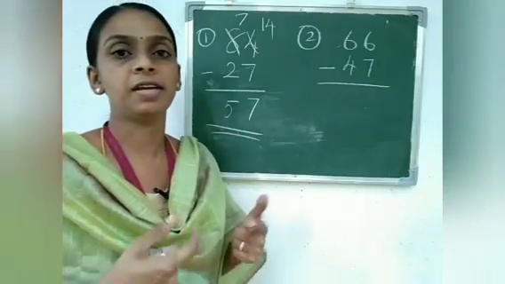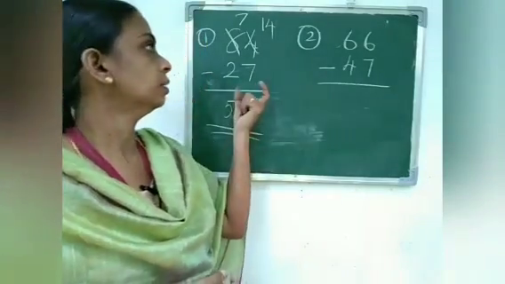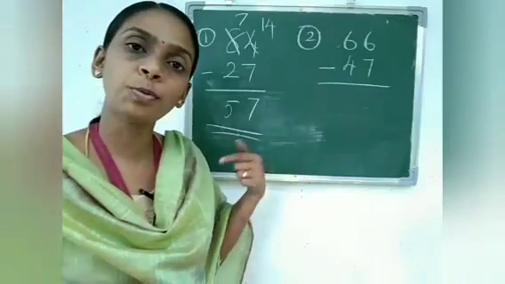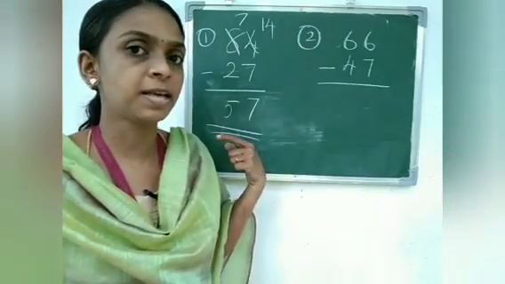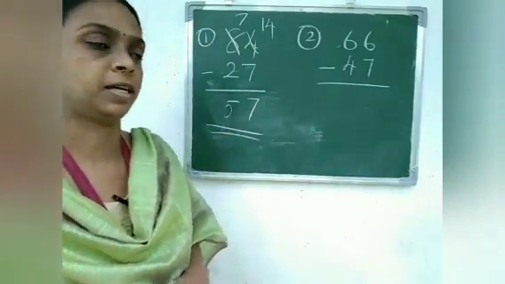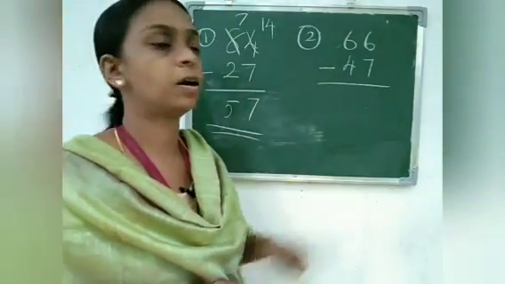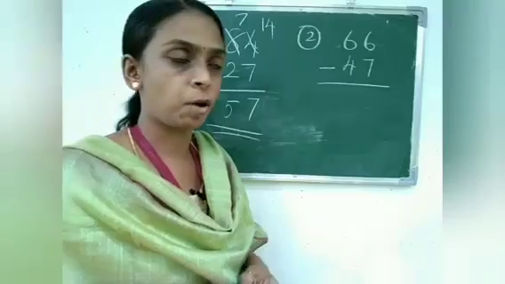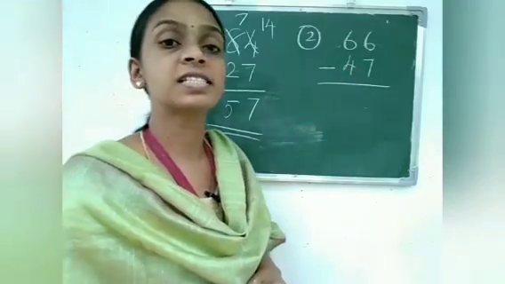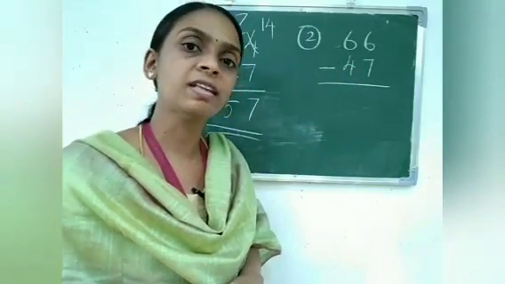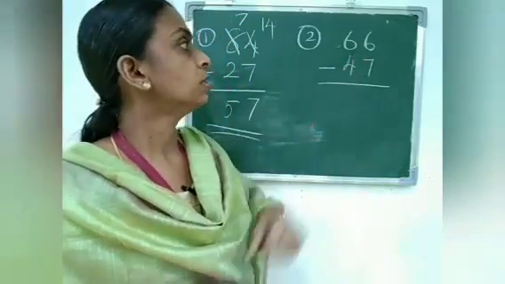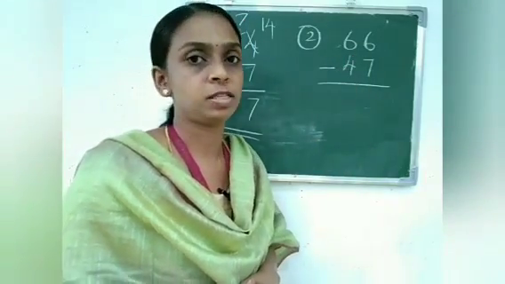So we are going through the problems of subtraction with regrouping. That is, we have to borrow one from the next place and then do the subtraction. Now the next problem. The question is 66 minus 47. 6 and 7 are in the ones place.